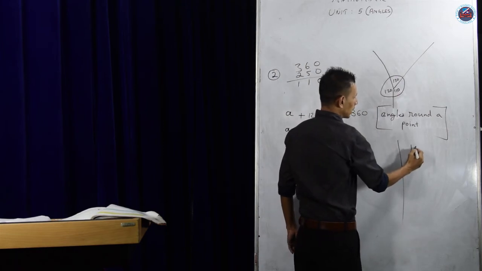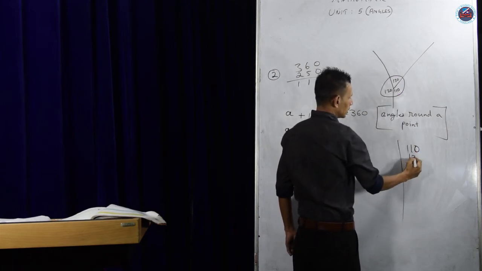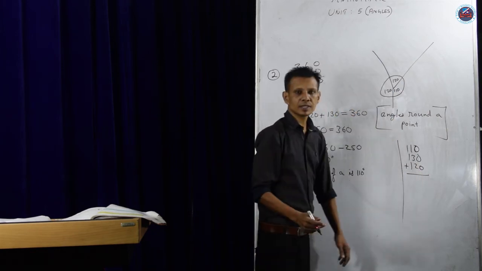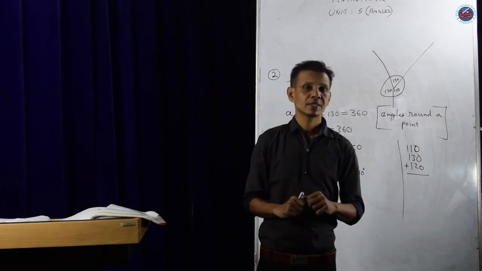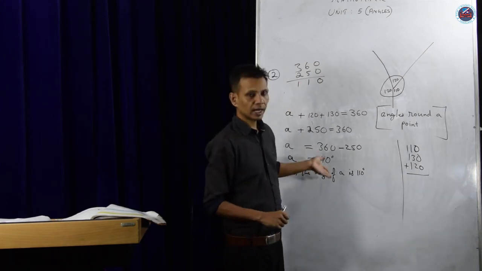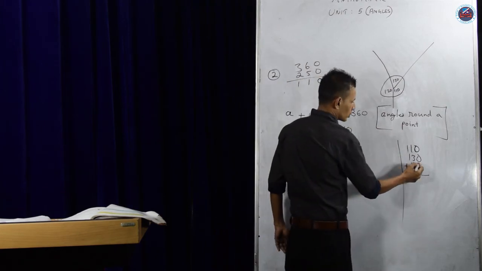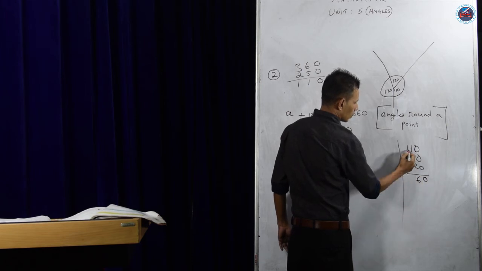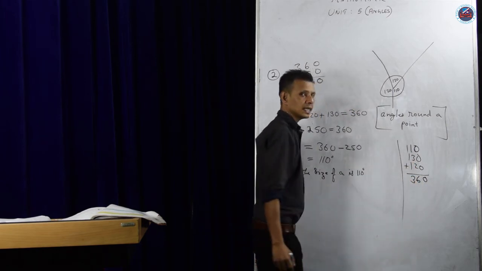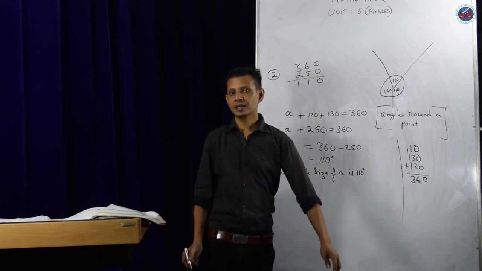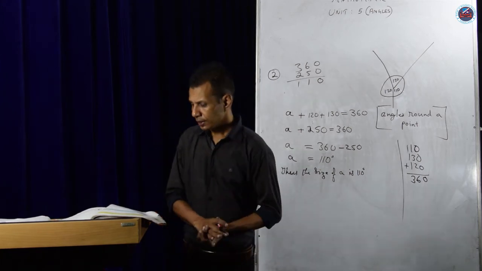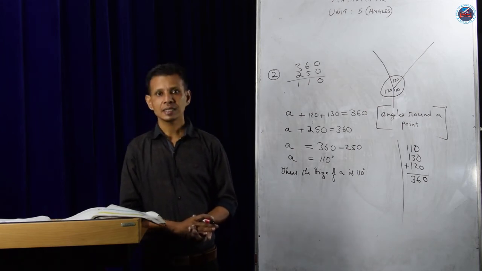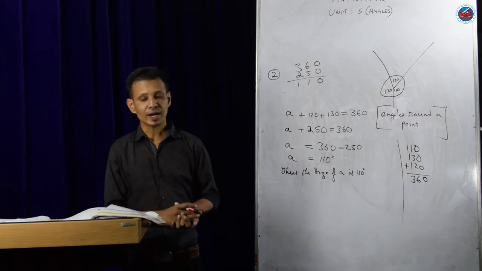110, which I got now, 130, 120. Add up, let's see. If I get 360 degrees, correct. If I don't get 360 degrees, somewhere I have made a mistake. 0, 0, 0, 0. 1 plus 3, 4. 4 plus 2, 6. 1, 2, 3. Yes. Your answer 110 is correct. Okay? Similarly, you can try the rest. It's so simple and so easy and so interesting.